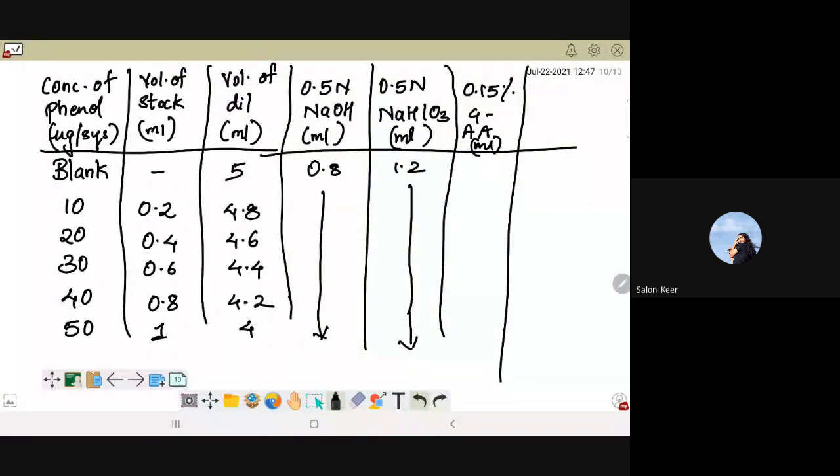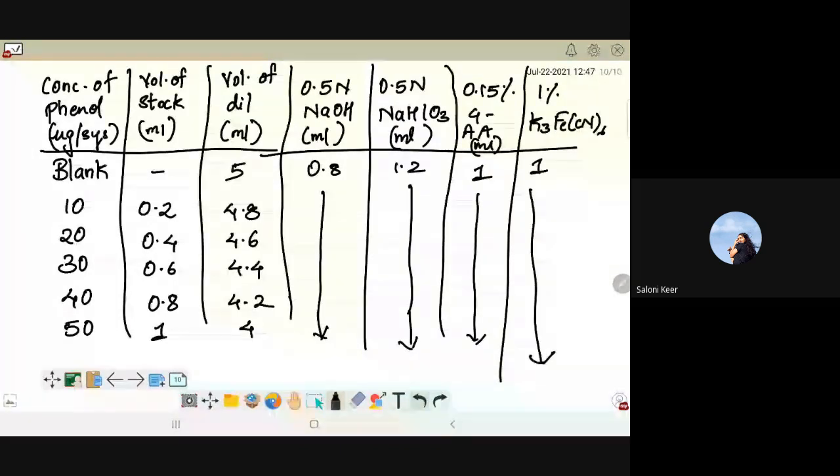So before you add the oxidizing agent, your 4-amino antipyrine should already be present in the system. So 1 ml of this will be added to all the tubes. And 1% of K3FeCN6, 1 ml to all the tubes. Okay, so this is going to be your addition steps.